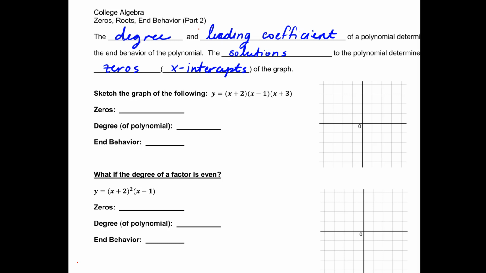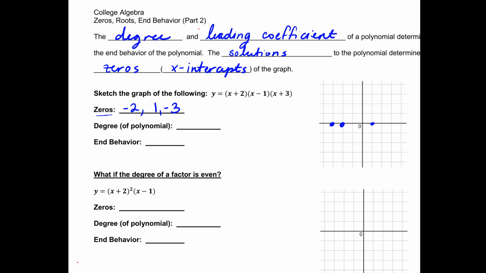So let's see if we can remember what we did yesterday to do this first example. Sketch the graph of the following. First thing we would want to answer is what are the zeros, or what are the solutions when you set this equal to 0? Negative 2, 1, and negative 3, right? That's where I would start in plotting my pieces. Negative 2, 1, and negative 3.